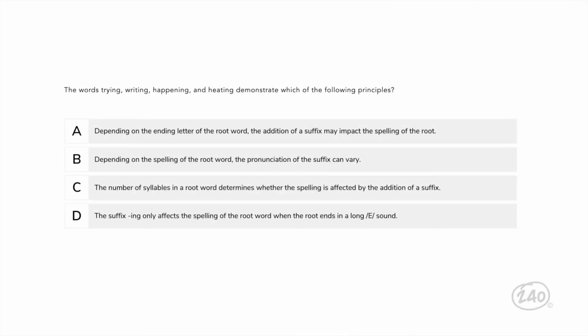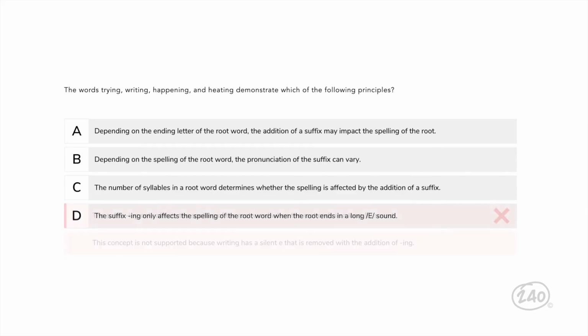This is a morphemic analysis question. The words trying, writing, happening, and heating demonstrate which of the following principles? Depending on the ending letter of the root word, the addition of a suffix may impact the spelling of the root. Depending on the spelling of the root word, the pronunciation of the suffix can vary. The number of syllables in a root word determines whether the spelling is affected by the addition of a suffix. The suffix ing only affects the spelling of the root word when the root ends in a long eh sound.